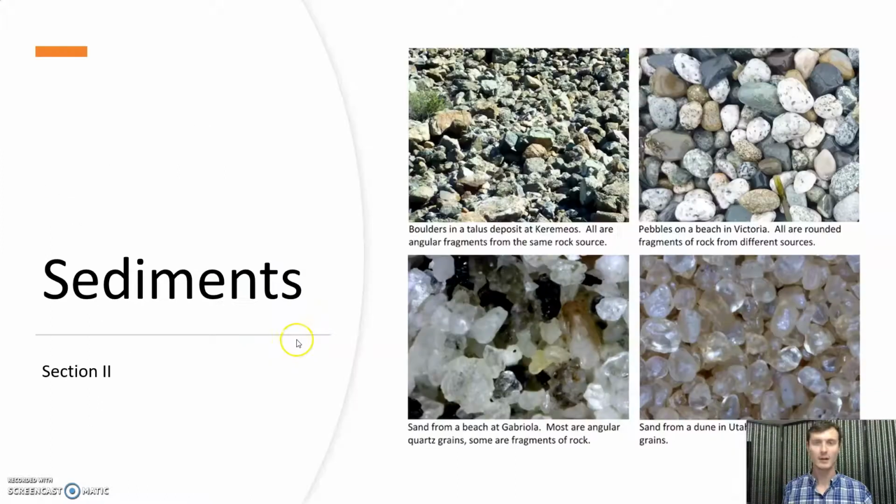So in this first section, we've talked about all the processes that break rock down, all the weathering processes. And now we're going to talk about, well, what happens to the little bits of rock that are broken off? What happens to the little pieces that have been broken off, these things called sediments?